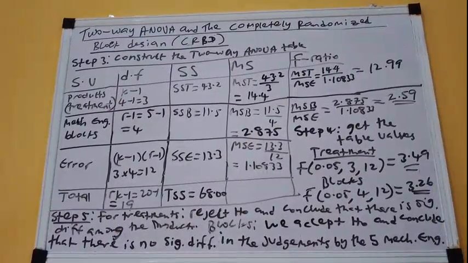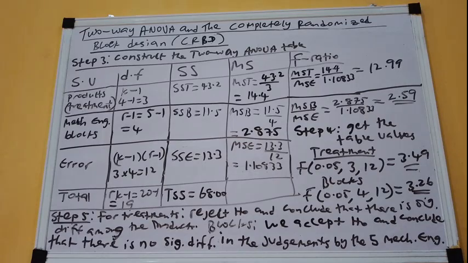Beloved, you can see that we have been able to get the table values for treatment and for blocks. The table value for treatment, the test is carried out at alpha equals 5%. So the degrees of freedom for treatment is 3, then it's against that of the error. So the degree of freedom for error is 12. So you check 3 under 12 and you will get the value of 3.49.